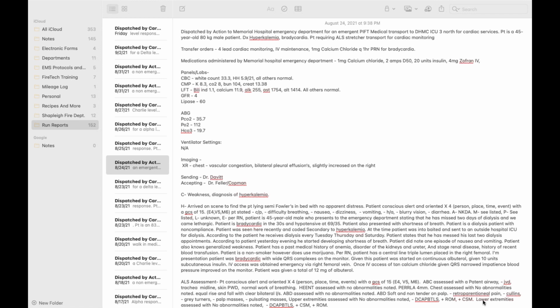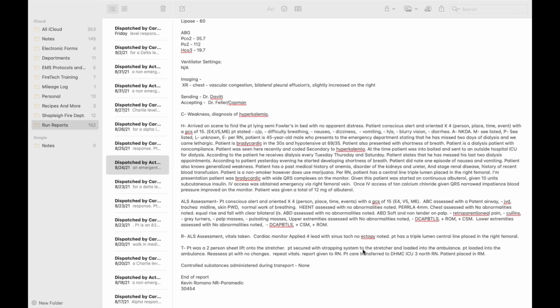You're right. But if I put something like this, if you're reading all this here, my sample history, all right, 45-year-old male presents in emergency department. So he had missed 2 days of dialysis and became lethargic. Patient is bradycardic and the heart rate in the 30s, hypotensive, 69/35. Patient also presented with shortness of breath, dialysis patient. I listed right down the whole thing. This is a whole entire report from the ER of what happened. The RN told me all this stuff here. Patient has a central line triple lumen placed in the right femoral artery.